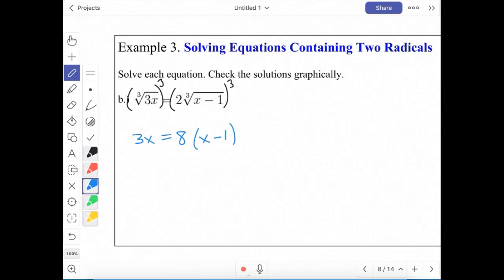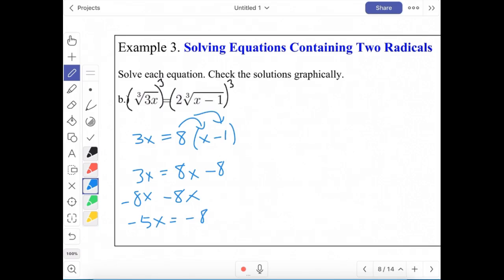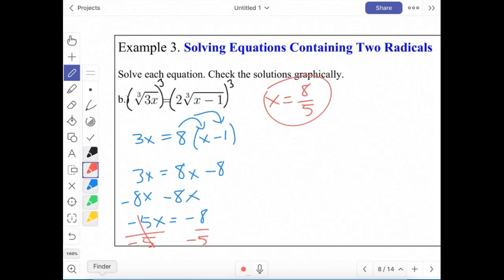And then from here, we can just distribute that 8 before we continue to solve. So we get 3x is equal to 8x minus 8. Let's go right ahead and subtract that 8x from both sides. So we get negative 5x is equal to negative 8. Divide by negative 5 from both sides. So we get x is equal to positive 8 over 5. So 8 over 5, let's think of that. So that would be 1.6.